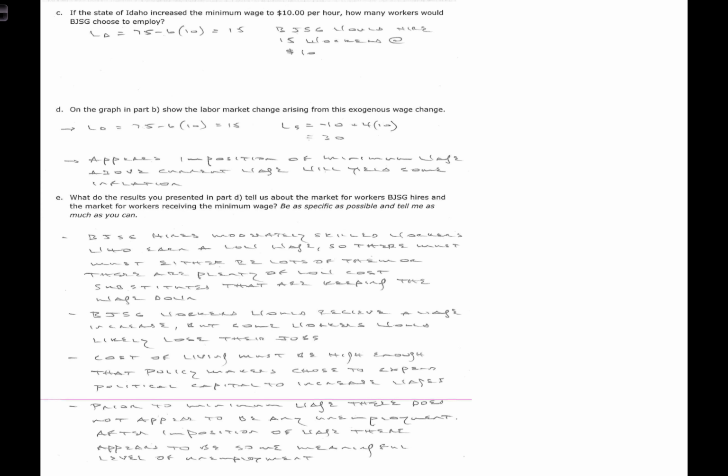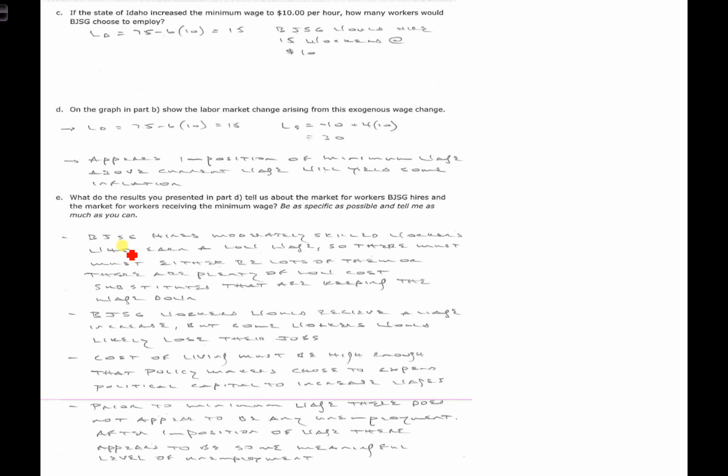So we have this issue that they've got a moderately skilled worker earning a really low wage, and that's probably the most important thing that should have been brought about here, other than this change created some unemployment as well. So I also say BJSG workers would receive a wage increase, but some workers would likely lose their job, unemployment. So maybe the cost of living must be high enough that policymakers chose to expend political capital to increase the wages. And then finally, we might also know that prior to the minimum wage, there doesn't appear to be any unemployment in the market.